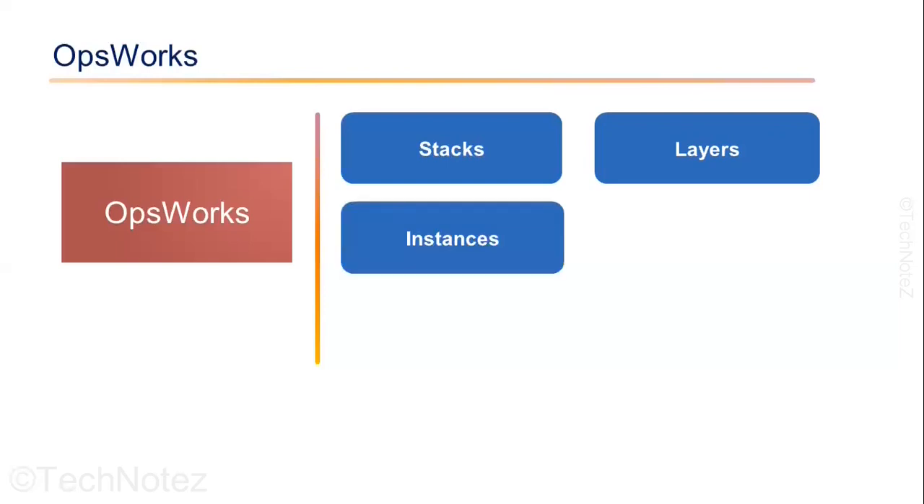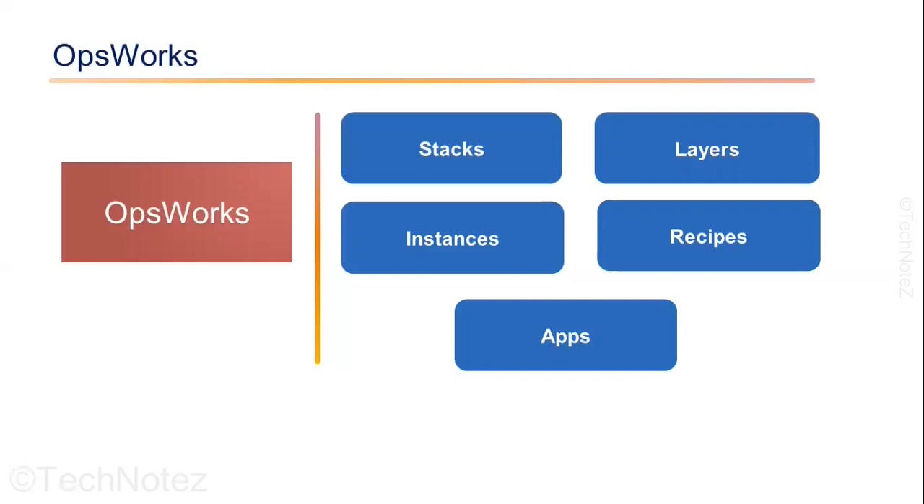Instances. An instance is a virtual machine that runs the software for a particular layer. Instances are created and managed by OpsWorks, and you can configure them with custom recipes and scripts. Recipes. A recipe is a set of instructions that configure and deploy software on an instance. Recipes are written in the Chef or Puppet automation language and are used to automate the installation, configuration, and management of your application. An app is a code repository that contains the source code for your application. OpsWorks can pull the code from Git or AWS CodeCommit repositories and deploy it to your instances.